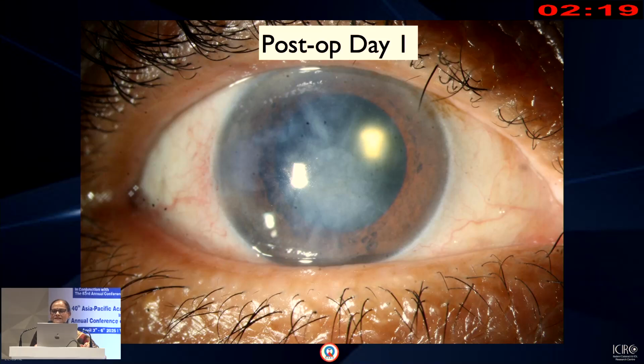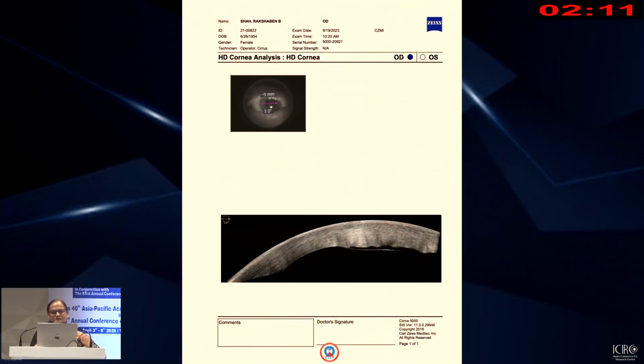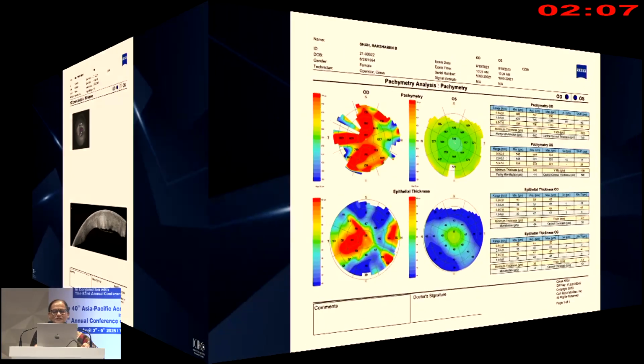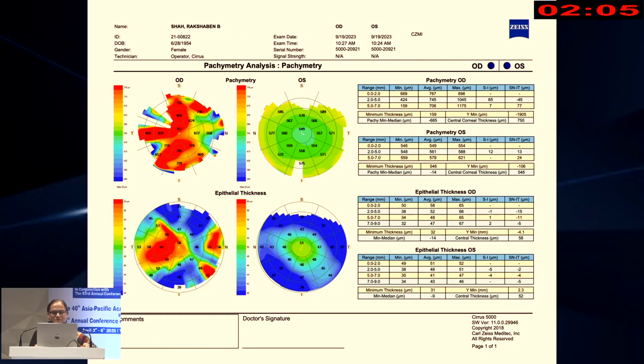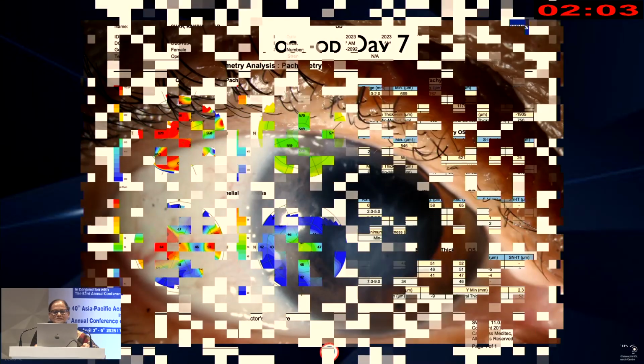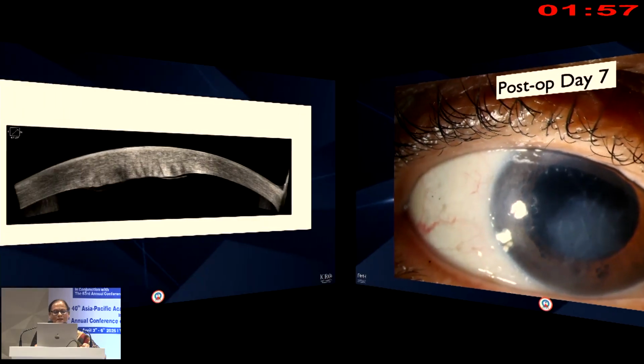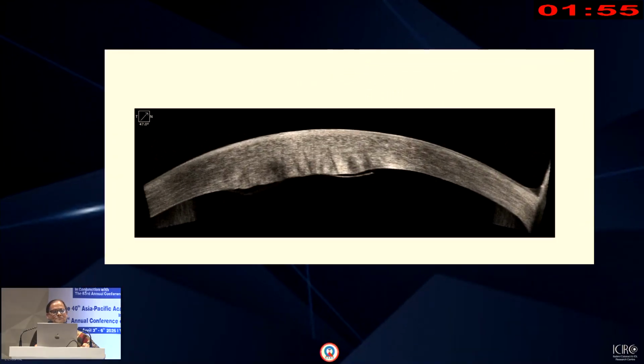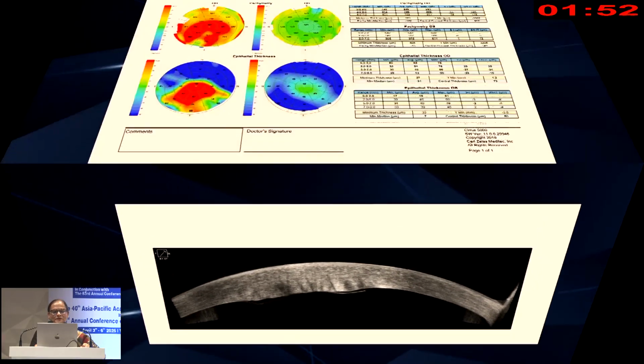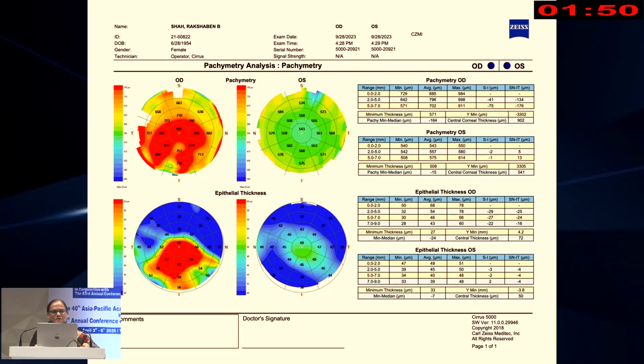So any detachment that you see on table needs an air injection at that very moment. With a severe edema and a huge Descemet's detachment you can see, and the pachymetry is also more than 700. So this edema will not clear on its own. By post-op day 7, it has reduced a bit, but the detachment is still persistent and the edema has increased.